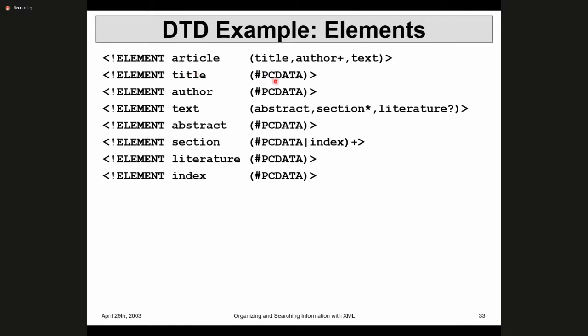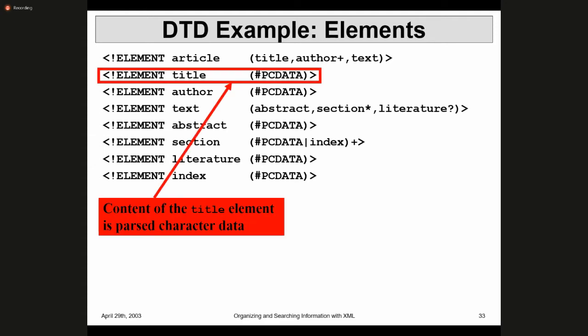And then it says this title element can have PCDATA. PCDATA means parsed character data. That means simply characters, right? And author, characters, and text. This text element is a sub-element of the article element, right? So this text element can have another set of elements called abstract, section, and literature, right? And then this abstract element can have PCDATA, right? And section can have PCDATA as well as a sub-element called index, right?